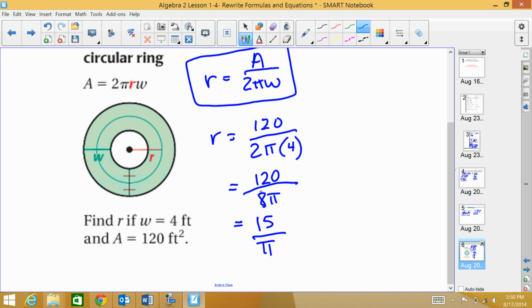Now remember, pi has to stay on the bottom because that's where it is. You can't just magically move it to the top. So we can see what 15 divided by pi would be because it said to round our answer to the nearest tenth, which would be 1 decimal place. So if I divide, and you can use the pi button on your calculator as the most accurate, I get about 4.8, and this would be in feet for the radius. Make sure you label your answer.